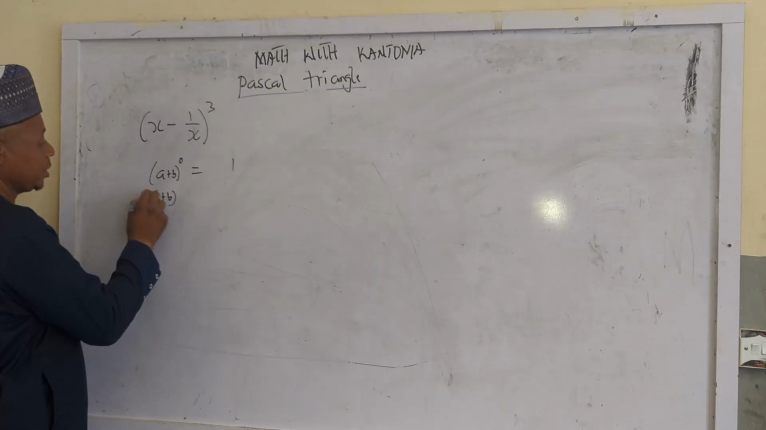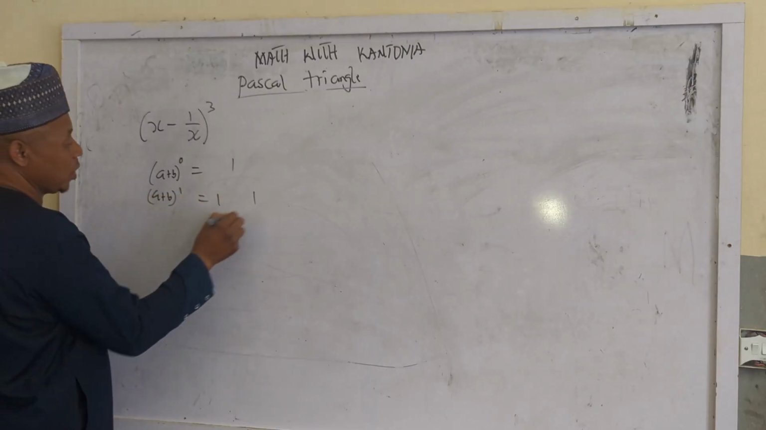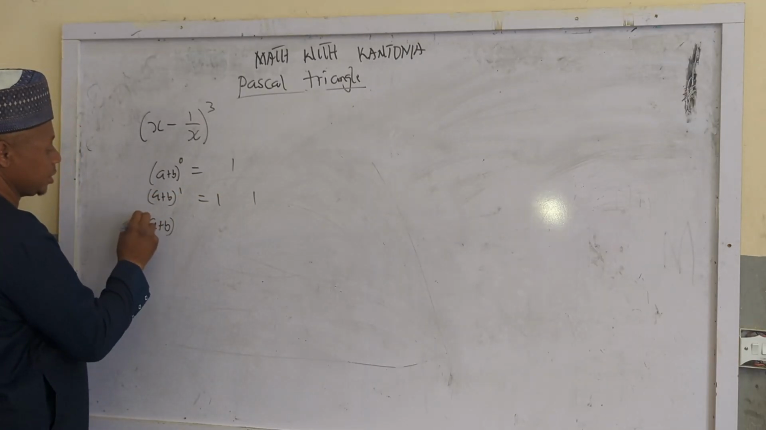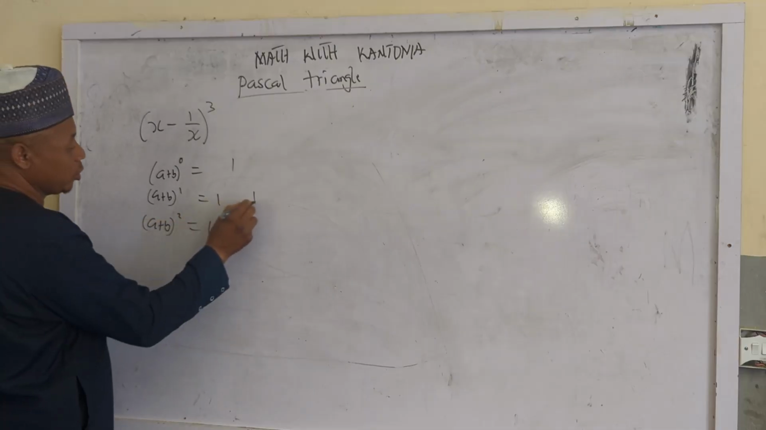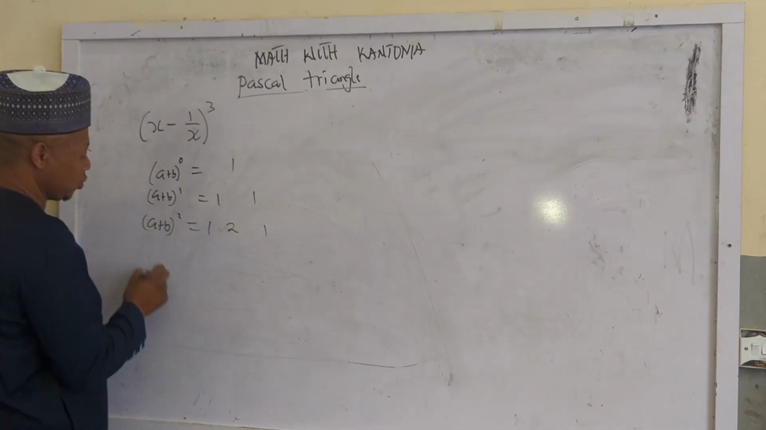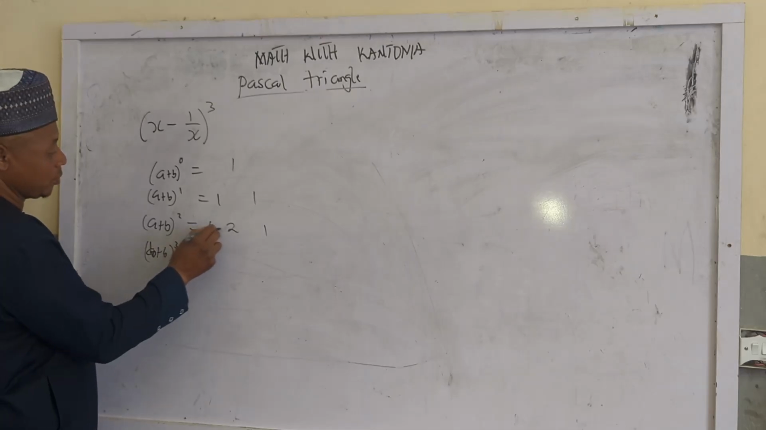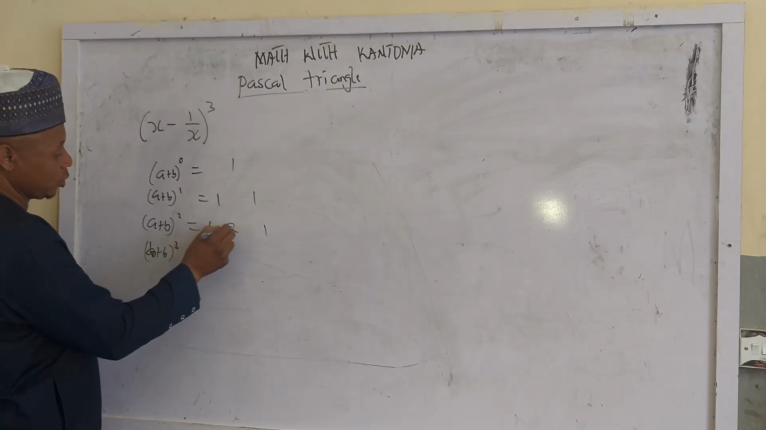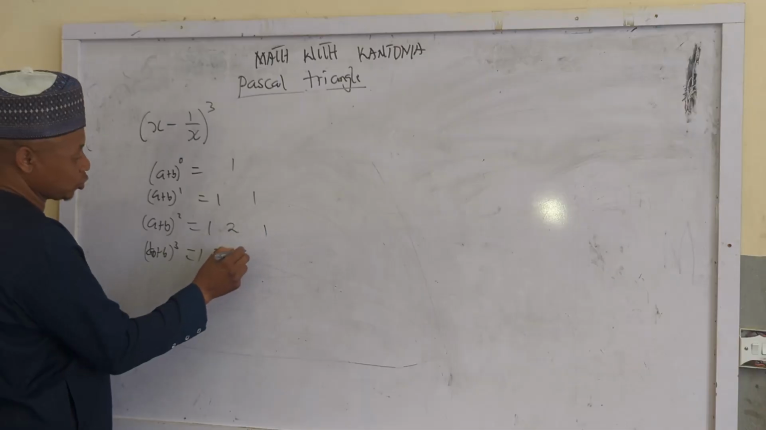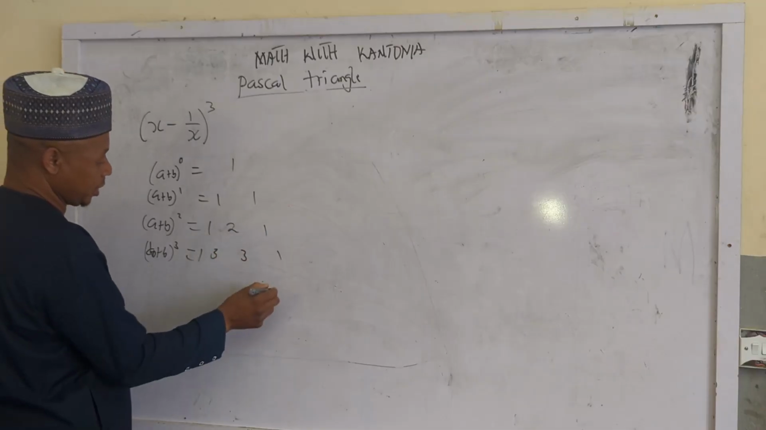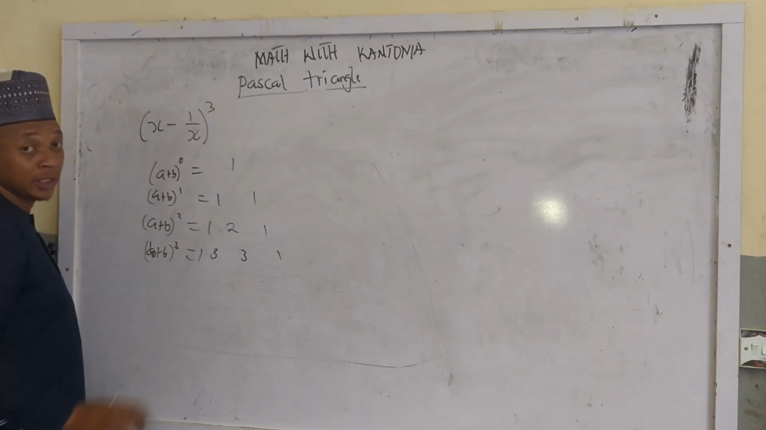Then a plus b raised to the power of 1 is 1, 1. And a plus b raised to the power of 2 is 1, 1 plus 1 is 2. Then we bring down this 1. Then a plus b raised to the power of 3: 1, we'll bring this 1 first, 1 plus 2 is 3, 2 plus 1 is also 3. Then we'll also bring this 1.